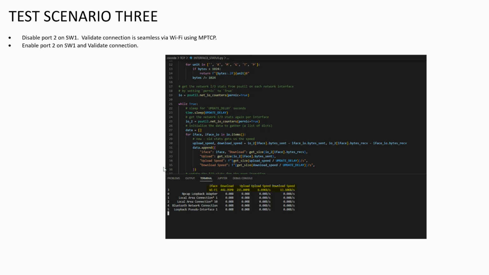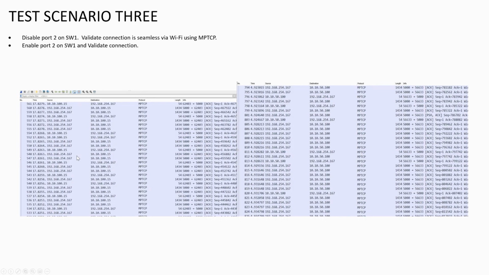In this illustration, we could clearly see that the LAN connection failed while Wi-Fi remained operational and the video stream was not compromised. Our Wireshark captures also show MPTCP is present and in full effect, operating as expected.